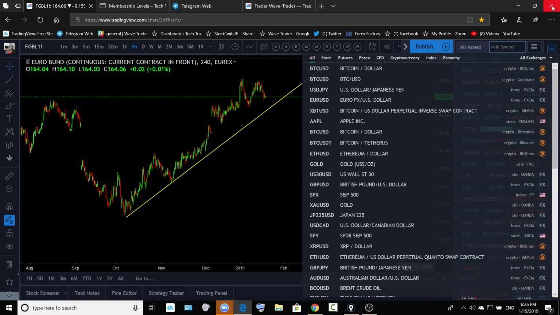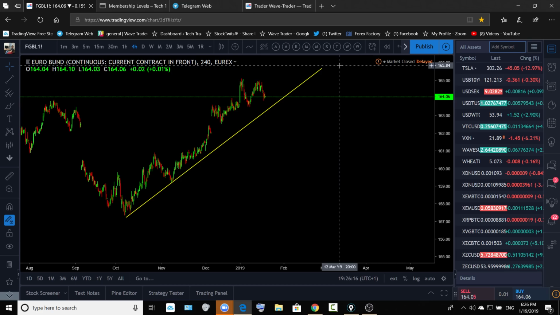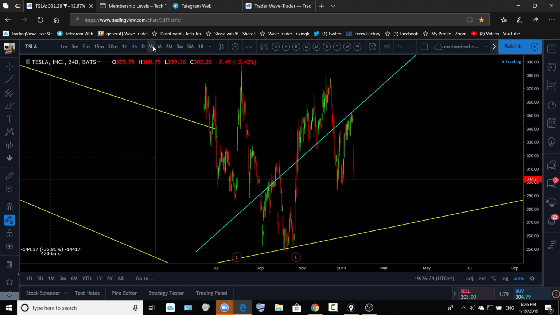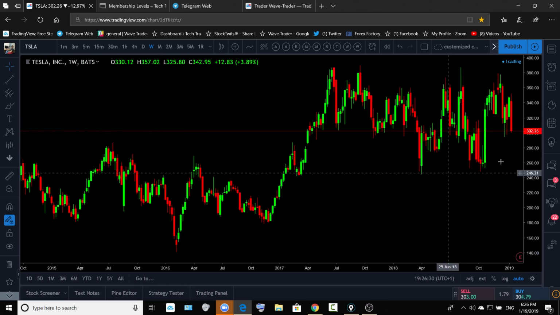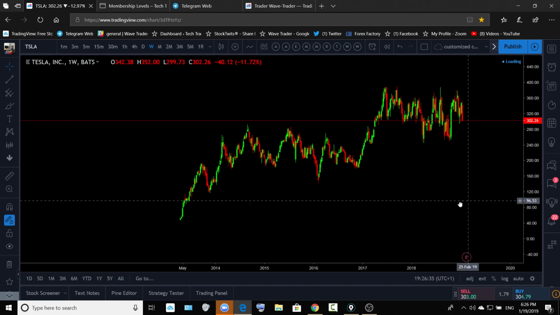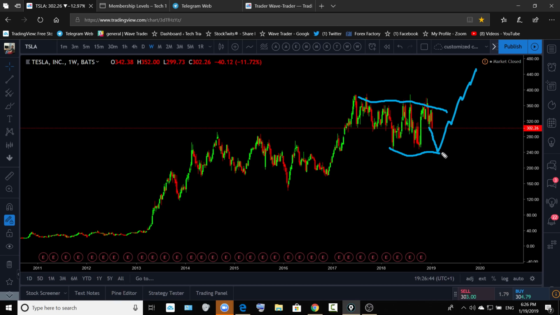So let's look at Tesla. What Tesla is doing. The Tesla chart is similar to the chart which you guys have just seen. It is in a trend. This is a bigger sideways correction. So come down and continue. Correction, go lower.